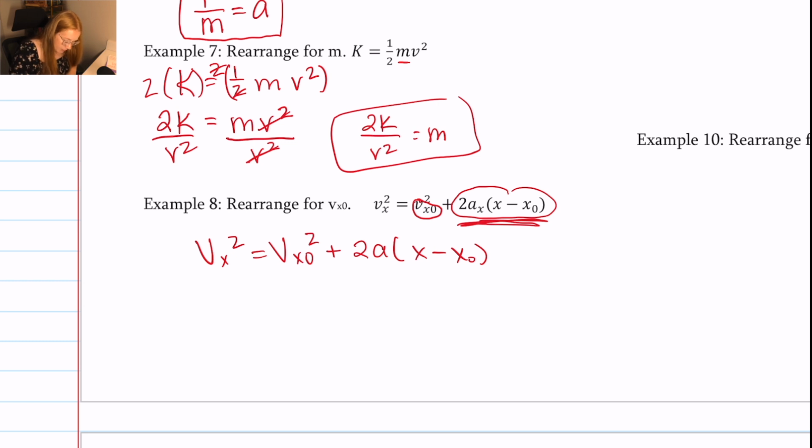Okay, so again, the goal is to get Vx naught by itself. So to do that, the first thing I want to do is take this entire add-on, 2a(x minus x naught), and do the opposite operation to get it over. So if this is being added, to move it all over, we're going to subtract. And it's all a bundled package. It's all happening together.